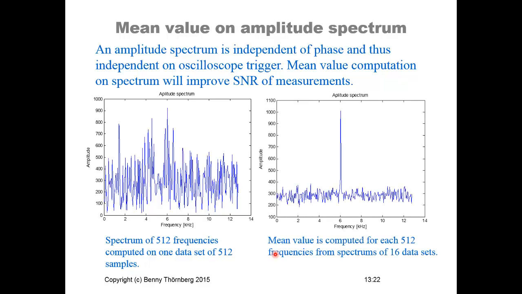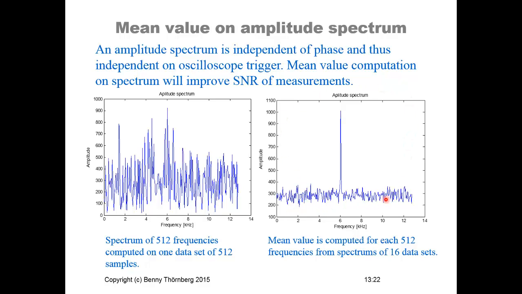So if it is independent of the phase and where the trigger actually starts, then it means that we can do the same way as for the oscilloscope when it was triggering on every point here in this data set. If we acquire a number of these data sets and compute the amplitude spectrum, then we can use those data sets to compute the mean value at every frequency. And this is what we can see here on the right side.